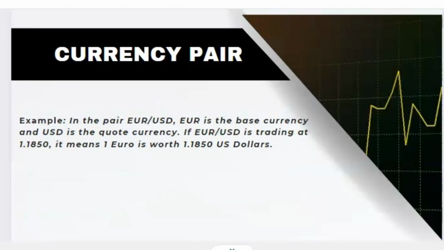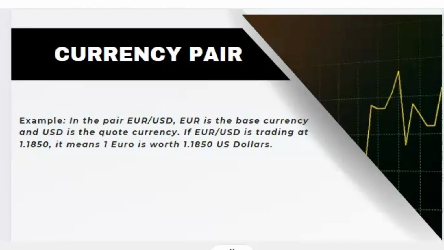Then the next thing is this. Example, in the pair euro against USD, the euro is the base currency and the USD is the quote currency. I made reference to this before when we talked about the base currency and the quote currency. The base currency is always the first currency in the trading pair, while the quote currency is the second currency in the trading pair. For instance, if the euro against the USD is trading at 1.1850, it means that 1 euro is worth 1.1850 US dollars. I hope this is quite understandable.